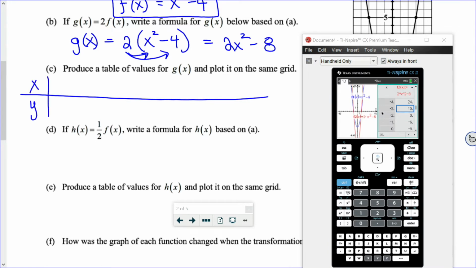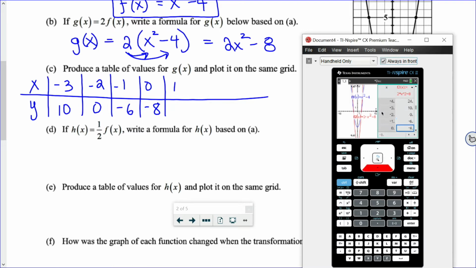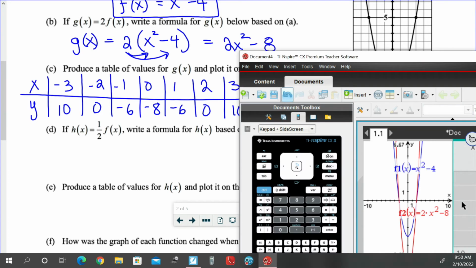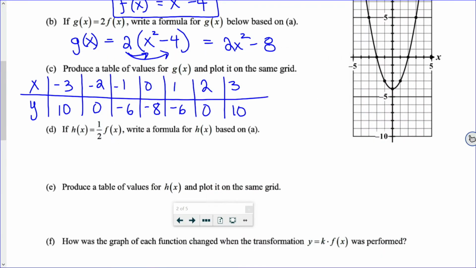X and y. When x was -3, y was 10. When x is -2, y is 0. When x is -1, y is -6. When x is 0, y is -8. When x is 1, I need to go down here. When x is 1, y is -6. When x is 2, y is 0. And when x is 3, y is 10. We see that beautiful symmetry that always occurs when we've got a parabola, but we're not going to worry about that too much now.